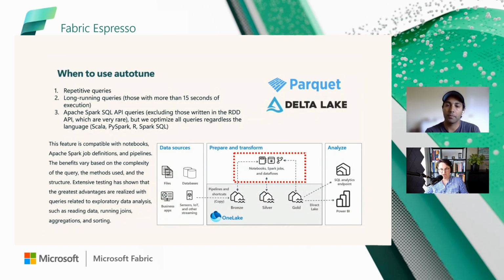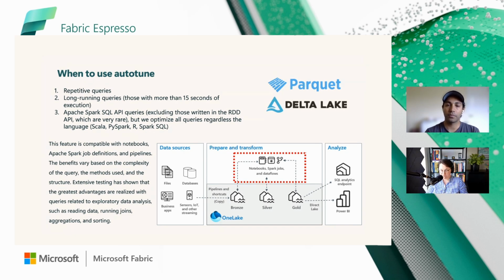Now let's talk more about the use cases when we think that our customers, the users of Microsoft Fabric, data science and data engineering, should consider enabling Autotune. So first of all, we have 3 qualifiers. The first is when you have repetitive queries. So every query that you run based on a specific predefined frequency. For example, every hour, every day, every week, every 5 minutes, or every minute.